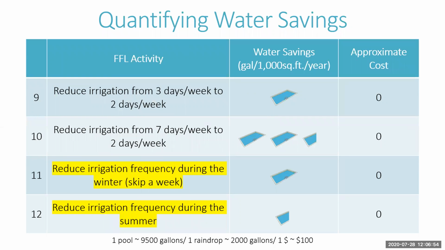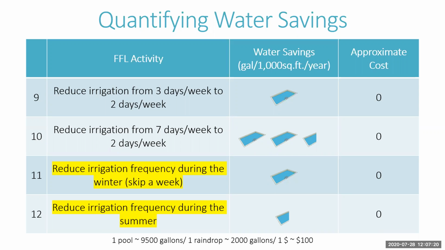Additionally, either on your own or through the use of one of these smart technologies, you can reduce your irrigation. In the wintertime, you could skip a week or reduce that frequency, and that doesn't necessarily cost you anything. You just have to adjust the timer, or through the use of one of these smart technologies, either soil moisture based or ET based, they will allow for less watering.